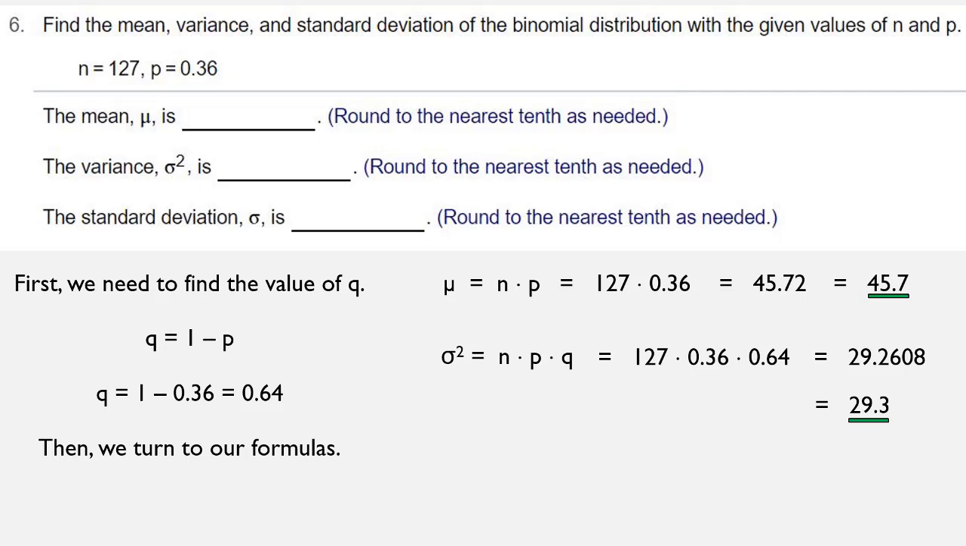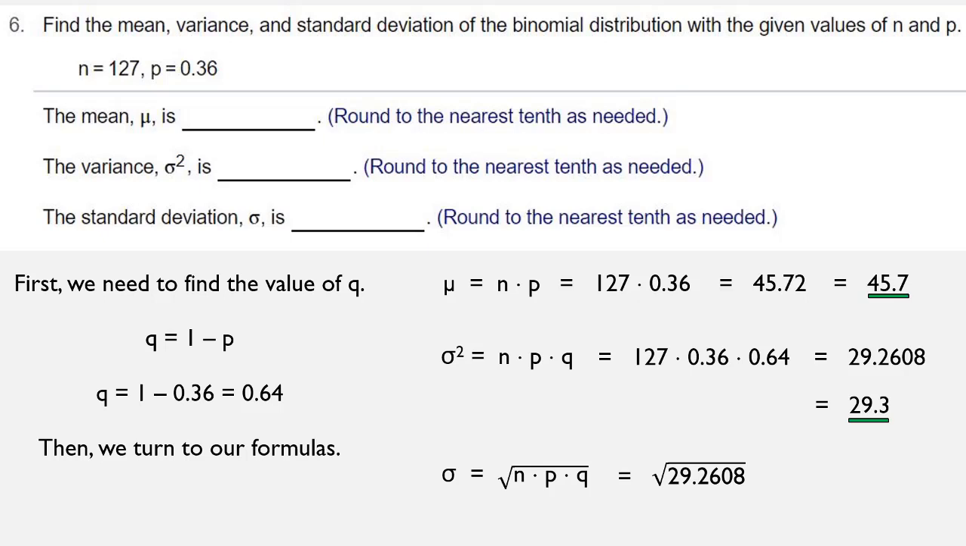The standard deviation is the same as every other standard deviation we've ever seen. The standard deviation is the square root of the variance, which means that sigma is the square root of n times p times q. That's going to be the square root of 29.2608. Notice we don't use the rounded value. We're always using the most accurate value available.